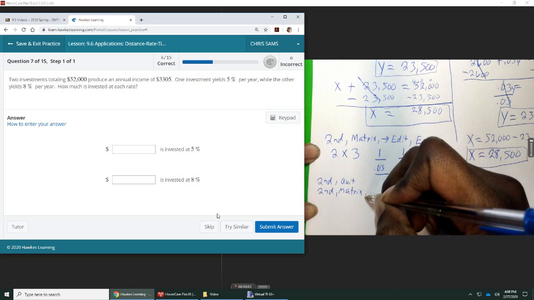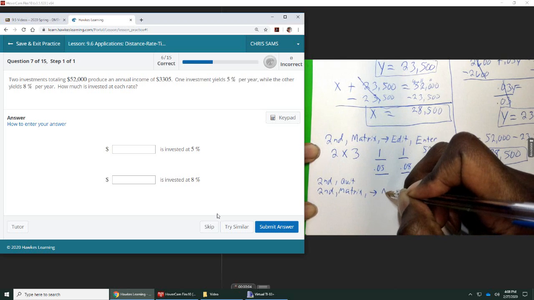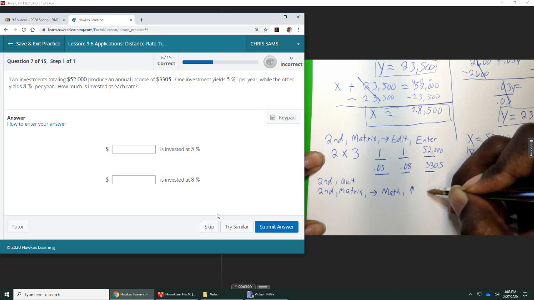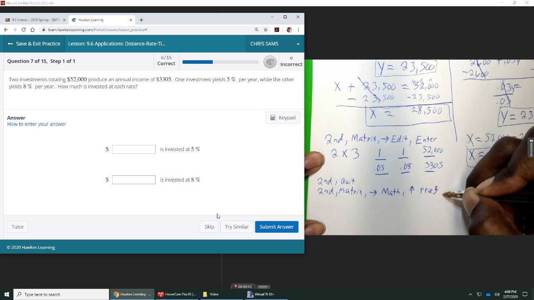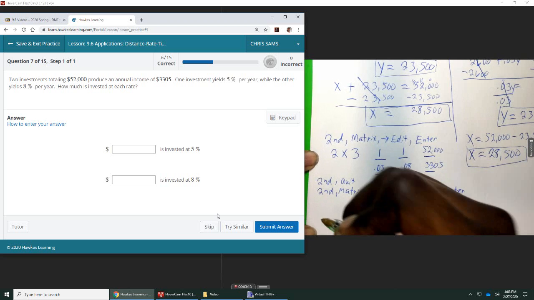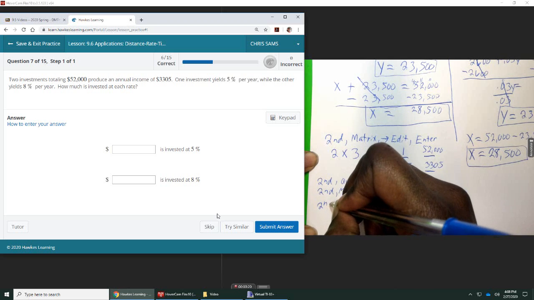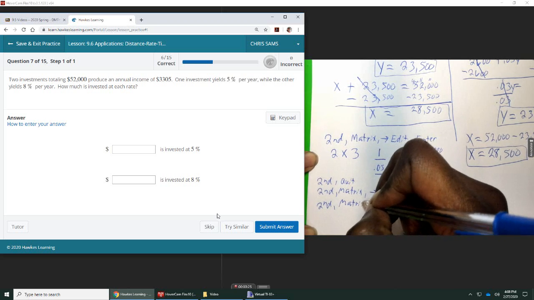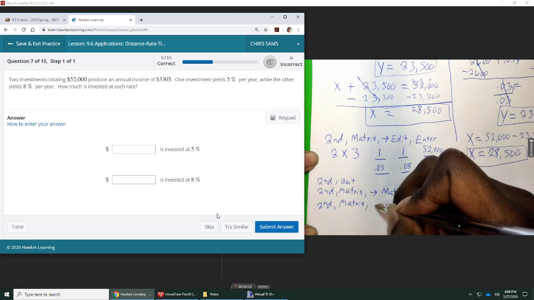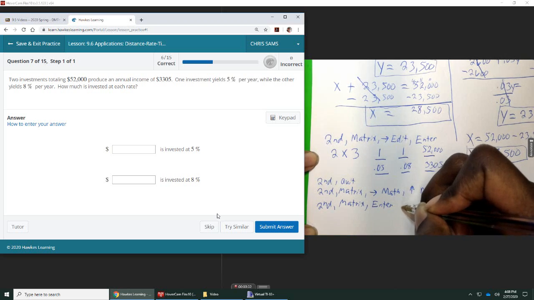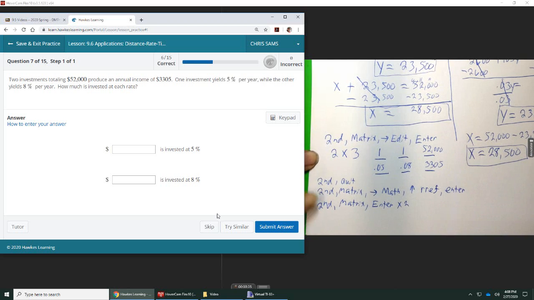And then you're going to arrow over to math. And then you're going to arrow up to RREF. And once you get there, you're going to hit enter. And then you're going to do second and matrix one more time. And then you're just going to hit enter twice.